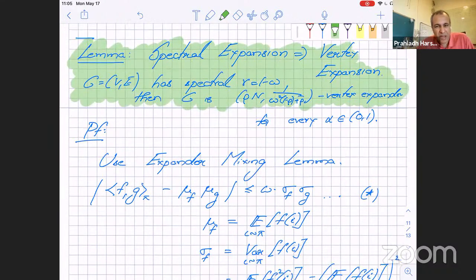Is this clear? I might go over some of them. I possibly went a little bit fast today. This is just a vanilla application of the expander mixing lemma. There's nothing that happened over here. Expander mixing lemma plus the definition of spectral expansion tells you every spectral expander is a vertex expander.